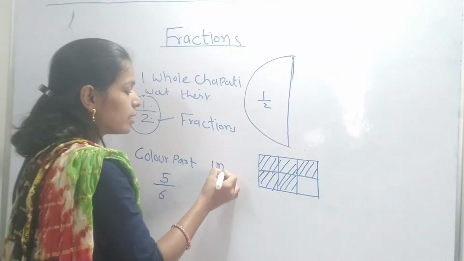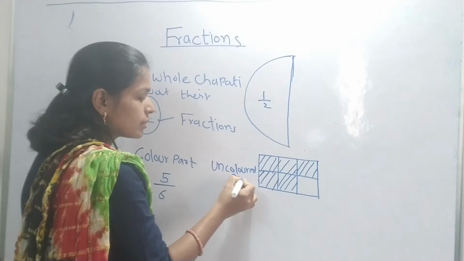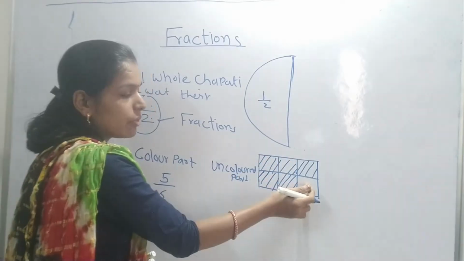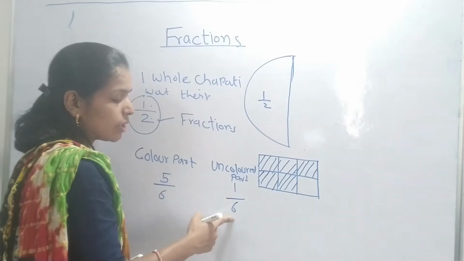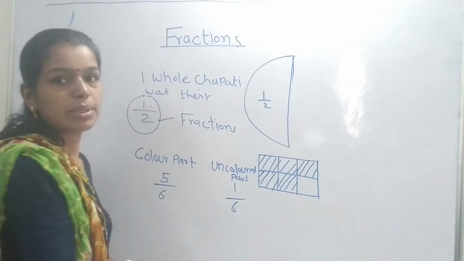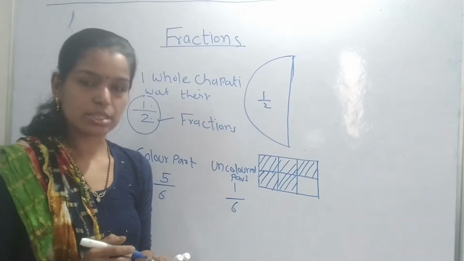And the uncolored part? What is the uncolored part? Only one part of the 6. These are nothing but fractions. We have studied these fractions in previous standards also.